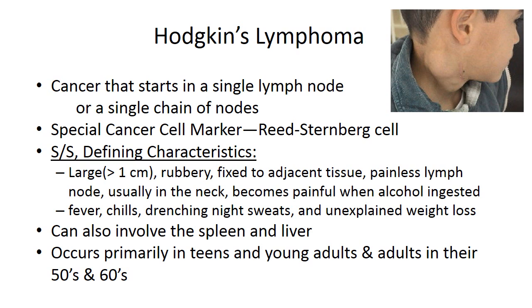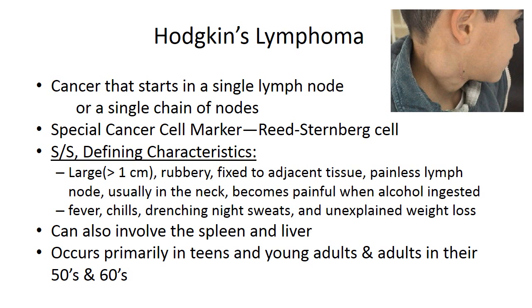Hodgkin's lymphoma primarily occurs in teens and young adults, and adults in their 50s and 60s. So if we think of these hard, rubbery, fixed lymph nodes, if we are noticing these in anyone of that age group, we maybe need to go get them tested. And other signs and symptoms that can be experienced or defining of this Hodgkin's lymphoma include fever, chills, drenching night sweats, and unexplained weight loss.